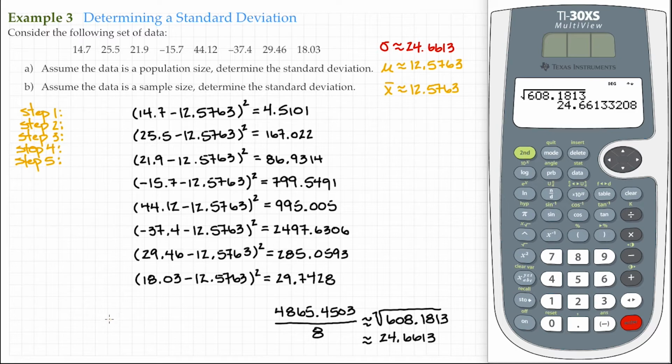We divide by the degrees of freedom, which is n minus 1. N is the size of the sample. If we assume that this is a sample, we have 1, 2, 3, 4, 5, 6, 7, 8. 8 minus 1, we wind up dividing by 7. That's the critical point of the difference between a population standard deviation and a sample standard deviation. So we divide by 7.